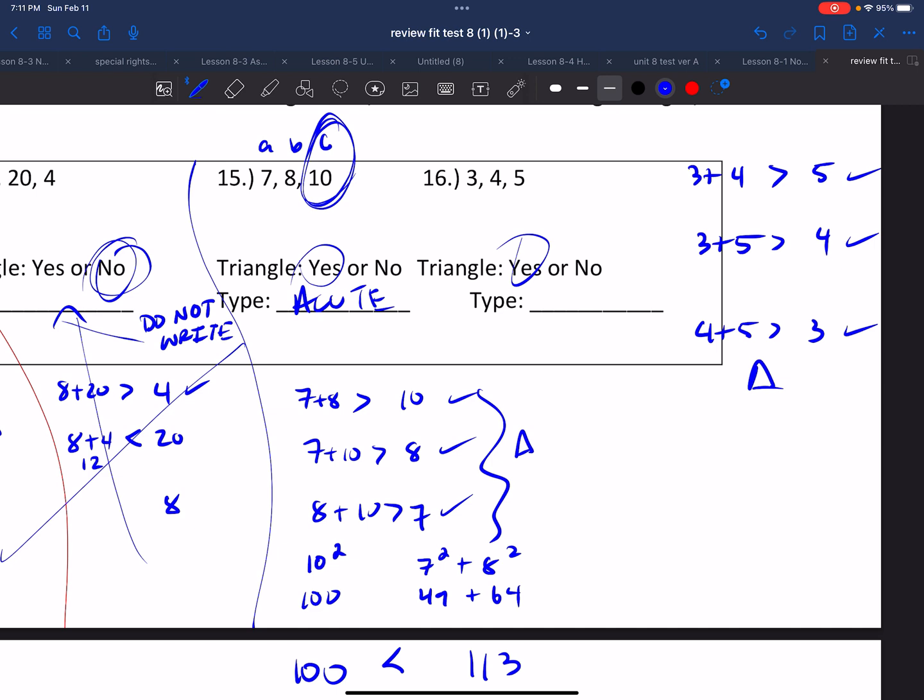Now, what type of triangle is this? So look at your set. Tell me what the longest side is here. In this case, it's 5.